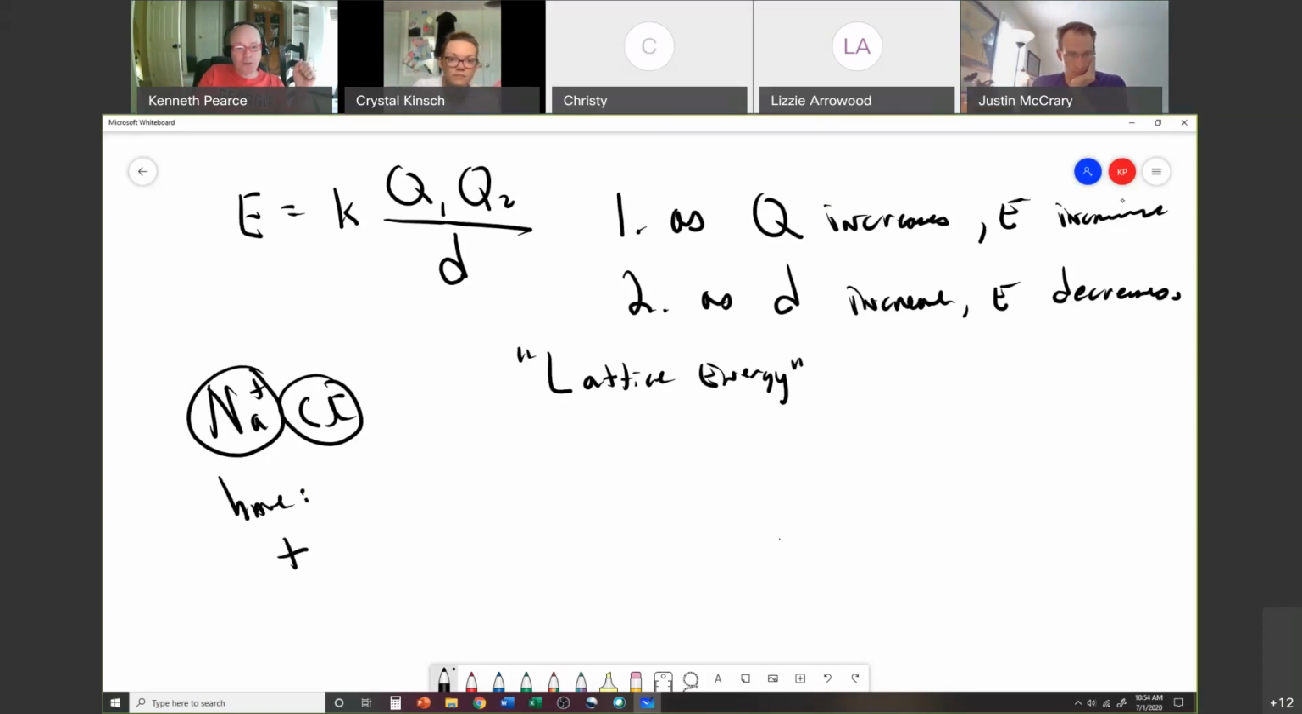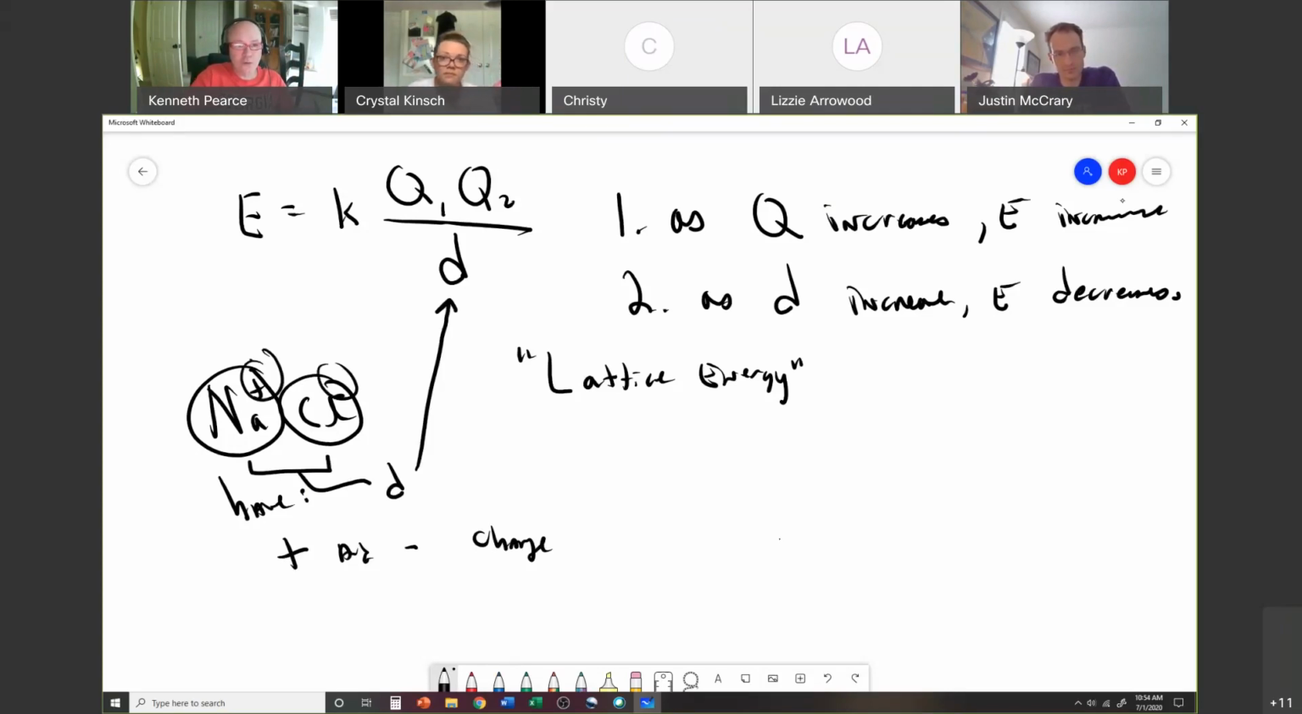We have a plus and minus charge, right? But we also have a D between them. We have a distance between them, and we have 2 charges. So that's what's feeding into this equation here, these 2 charges. So you got Q1 is 1, Q2 is minus 1. So the overall is minus. Energy's minus. That means it's exothermic, means it's favorable.